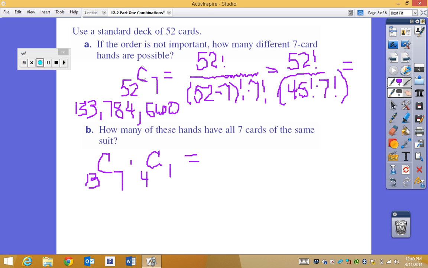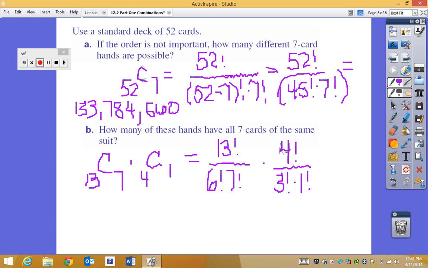So again, the first combination I'm worried about is that there are 13 cards in a suit, and I'm going to pick 7 cards, and we multiply that by, we know that there are 4 suits in a deck, and we are going to pick one of those suits. So we have 13 factorial divided by 13 minus 7, which is 6 factorial, times 7 factorial. And then we're multiplying that by 4 factorial divided by 4 minus 1 factorial, which is 3 factorial, times 1 factorial.